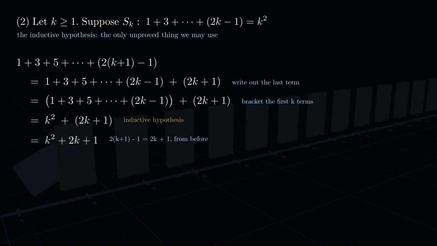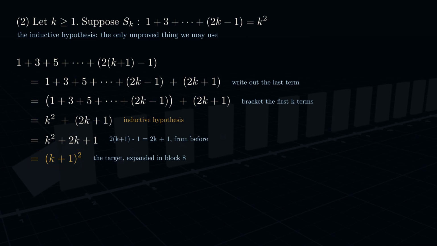Now we have k squared plus 2k plus 1. And we already multiplied out the target. K plus 1 squared is k squared plus 2k plus 1. They match. So the left side of Sk+1 equals k plus 1 squared. Sk+1 is true.